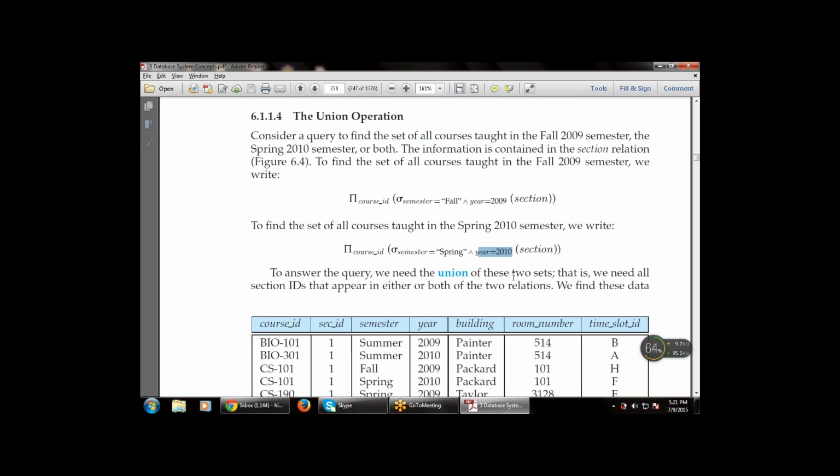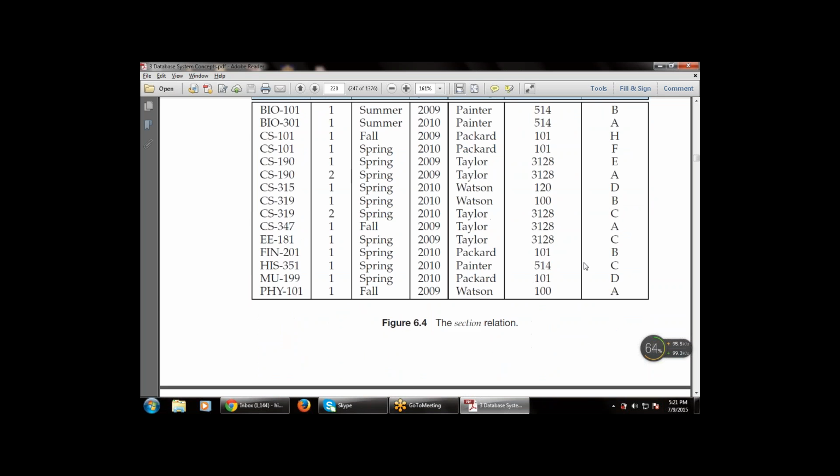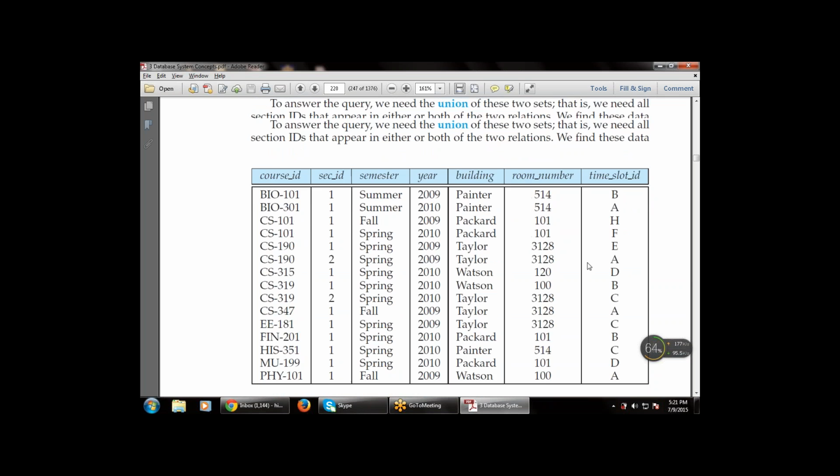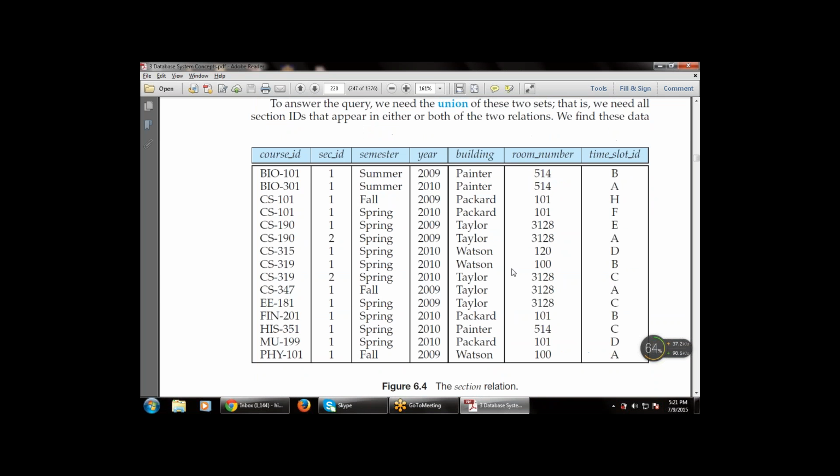We find this data: course ID, section ID, semester, year, building, room number, time slot ID. That is the section relation that is given. Now these are the courses that are offered in either the fall 2009 or the spring 2010, or both semesters. These are the various courses: this is the summer, this is the fall, this is the spring, this is the fall.